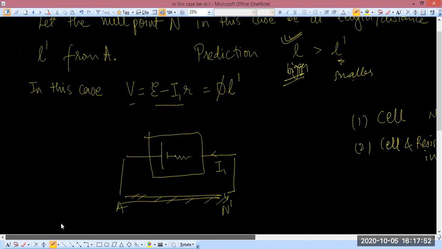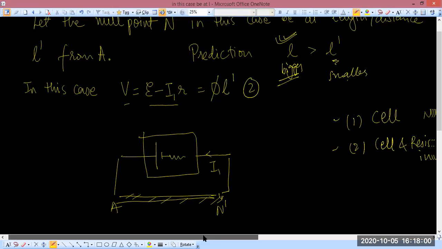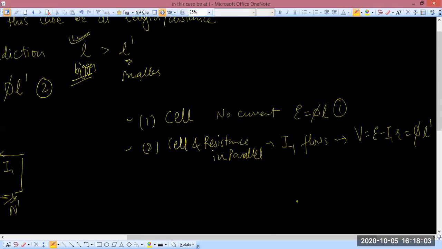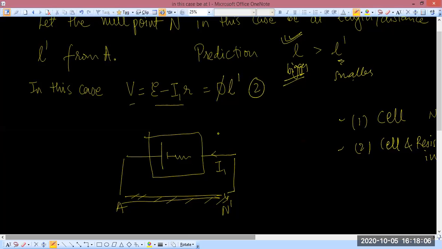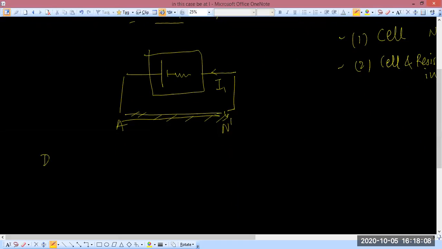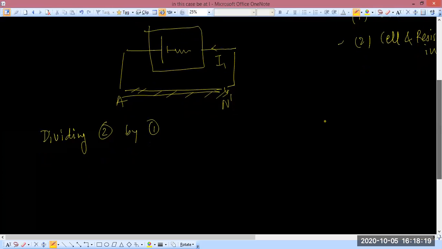Okay. Now we will divide these two equations. I wrote this as 1 and this is the second; the first was earlier. So we divide 1 and 2. What do we get? Write this on paper. Dividing 2 by 1, what happens? Epsilon minus I1R upon epsilon is equal to L dash upon L. Just dividing equation 2 by equation 1.